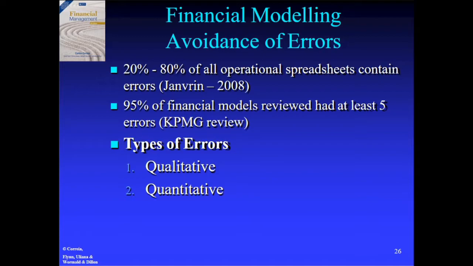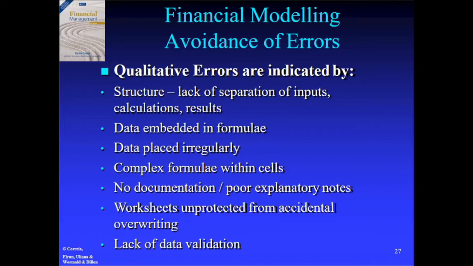There are different types of errors. There are qualitative errors and quantitative errors. Qualitative errors arise mainly from poor spreadsheet design. Although qualitative errors may not result in immediate errors in results, they increase the potential for errors once a user applies the what-if analysis or changes variables when circumstances change. So qualitative errors are indicated by the following attributes.